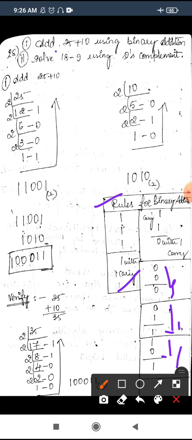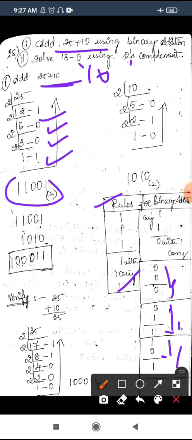Whenever they ask to add 25 plus 10 using binary addition, first you have to note down the numbers 25 and 10. You can see that 25 and 10 are in base 10, which means decimal numbers. So you have to convert base 10 to base 2. How will you convert? You have to divide by 2. Here 2 12s are 24, so 1 is the remainder. Next, 2 6s are 12, so 0 is the remainder. Next, 2 3s are 6, 0 is the remainder. 2 1s are 2, 1 is the remainder.